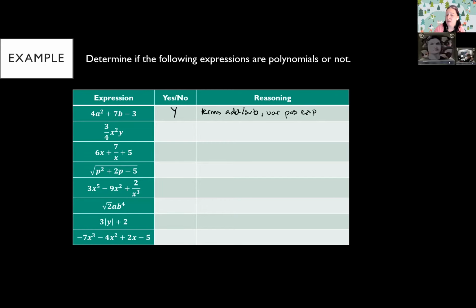And this has 3 terms. This would be specifically called a trinomial because it has 3 terms, though the problem doesn't ask us to identify it, but it is technically a trinomial because there are 3 terms there: 4a squared, 7b, and then if you see a minus sign, we consider that a negative when we think of it in terms of terms. So that would be a -3 as a term.